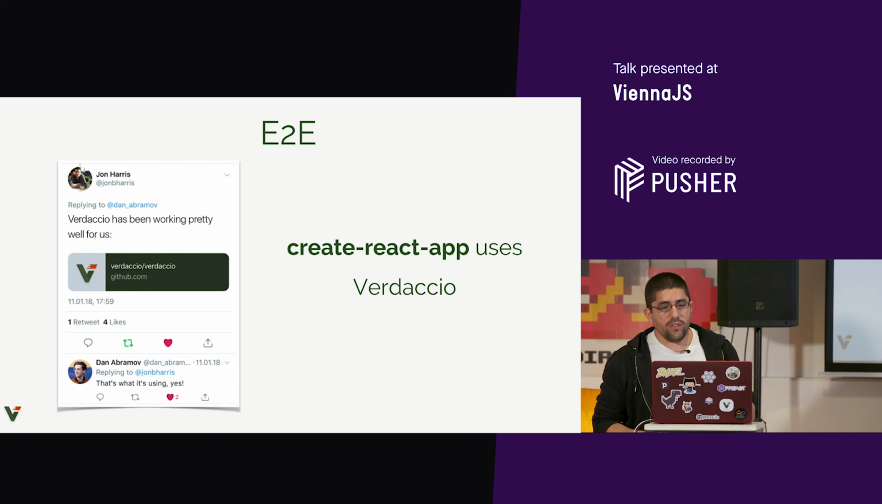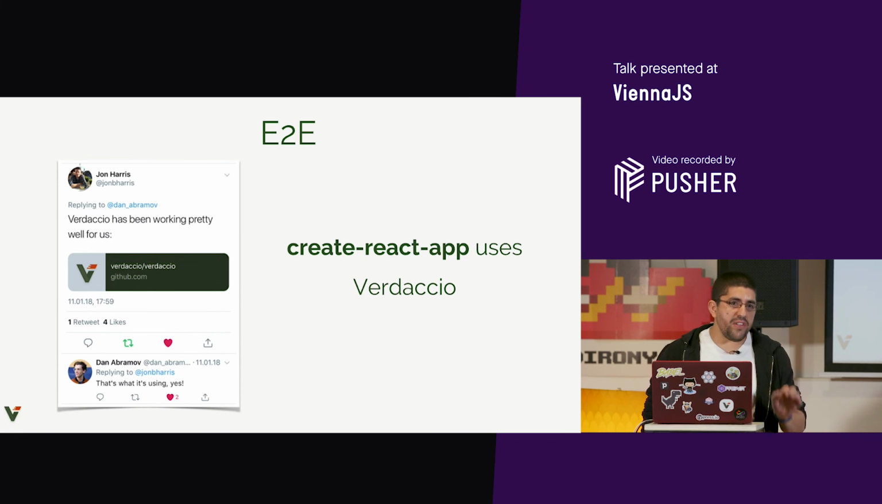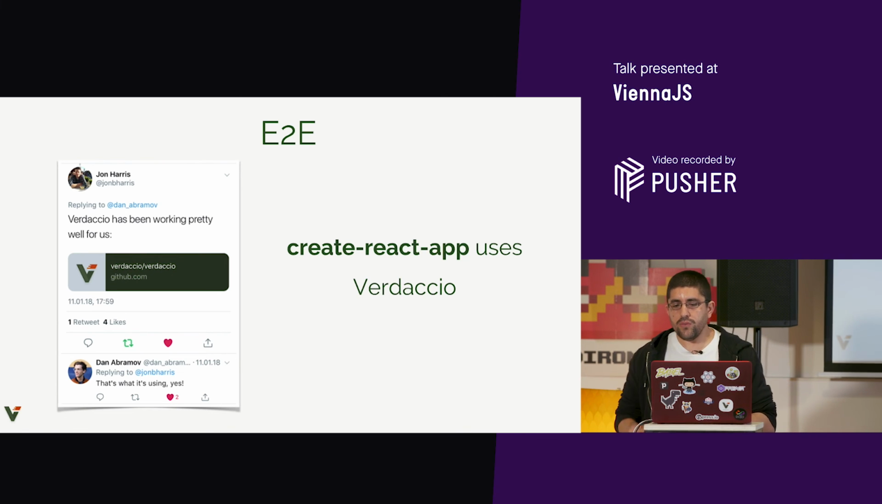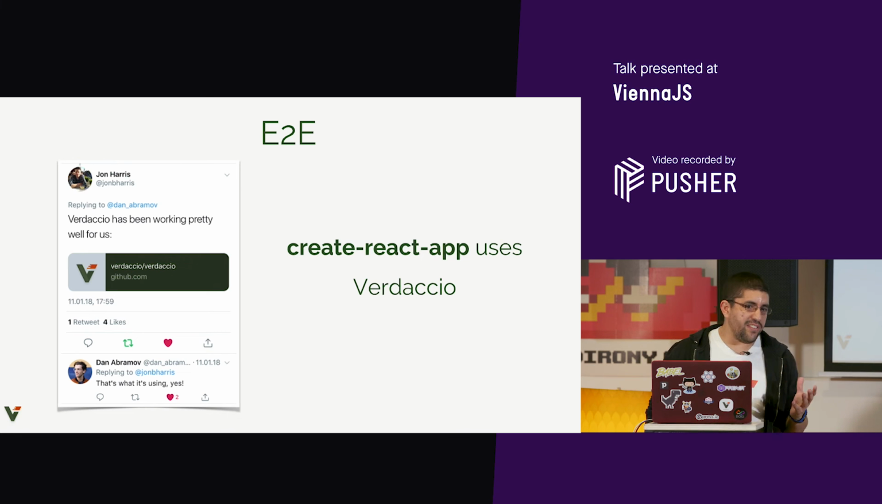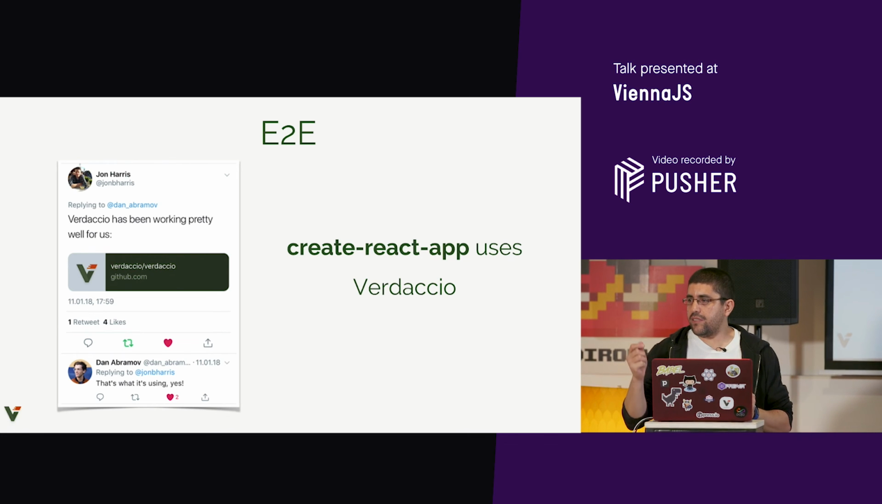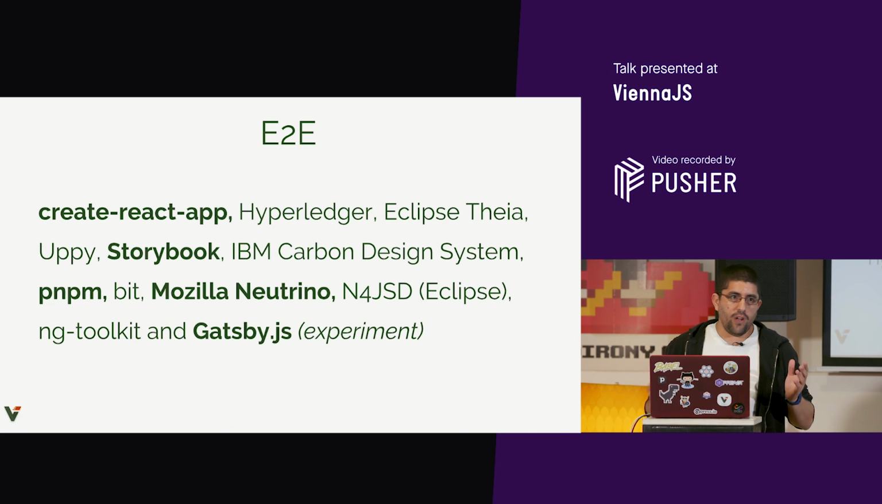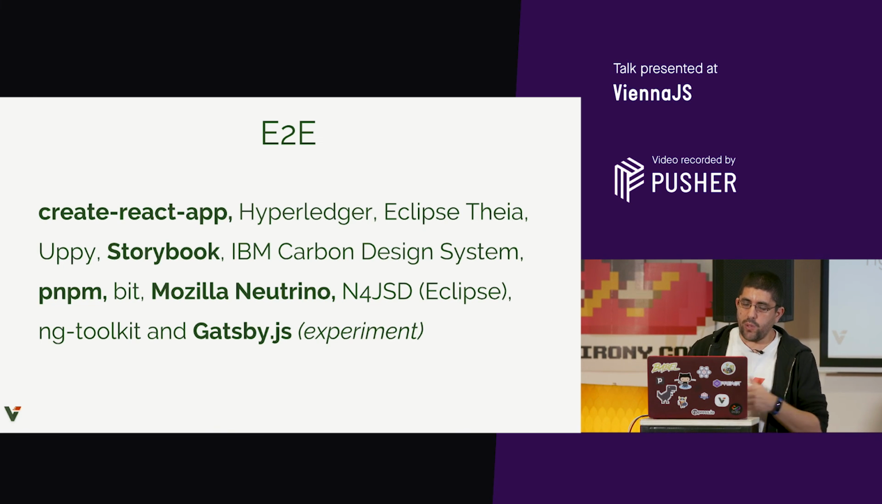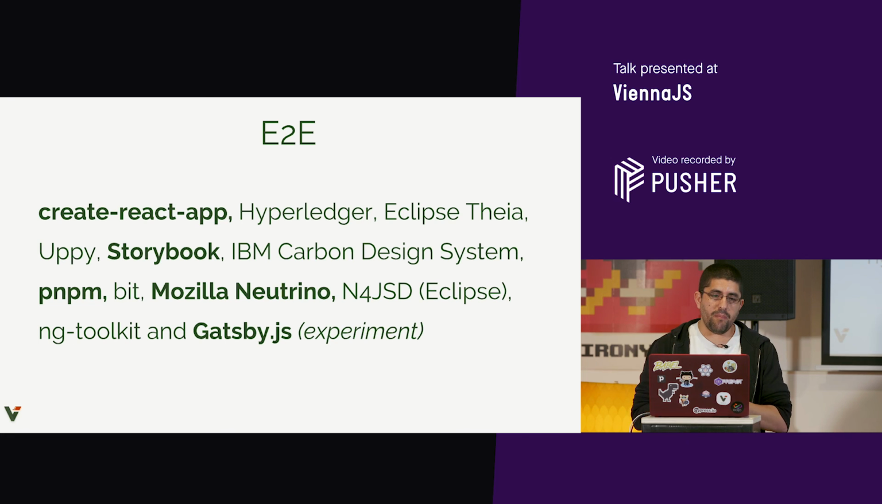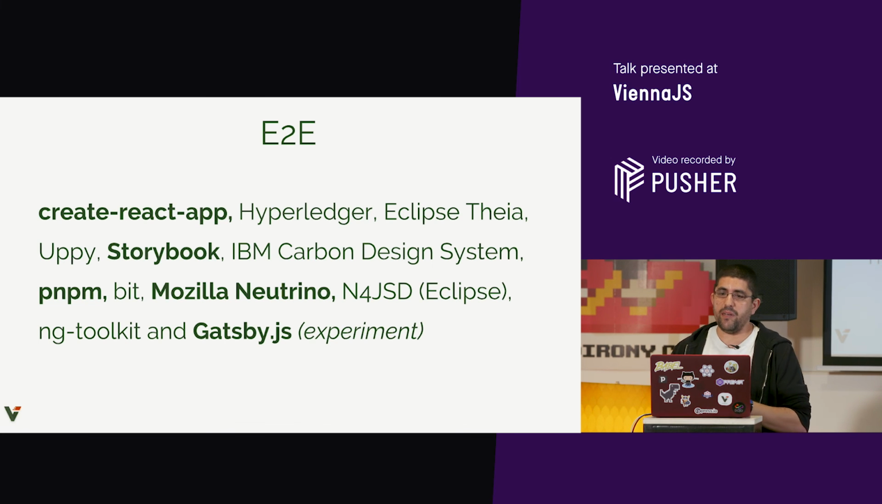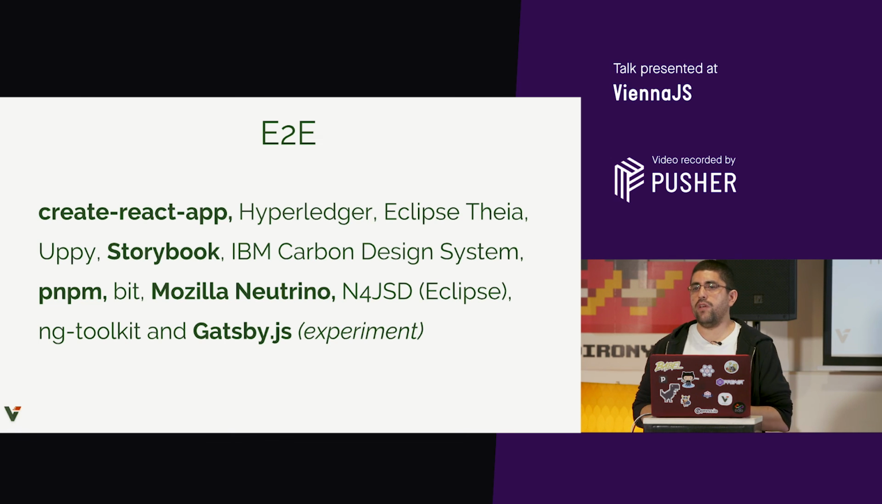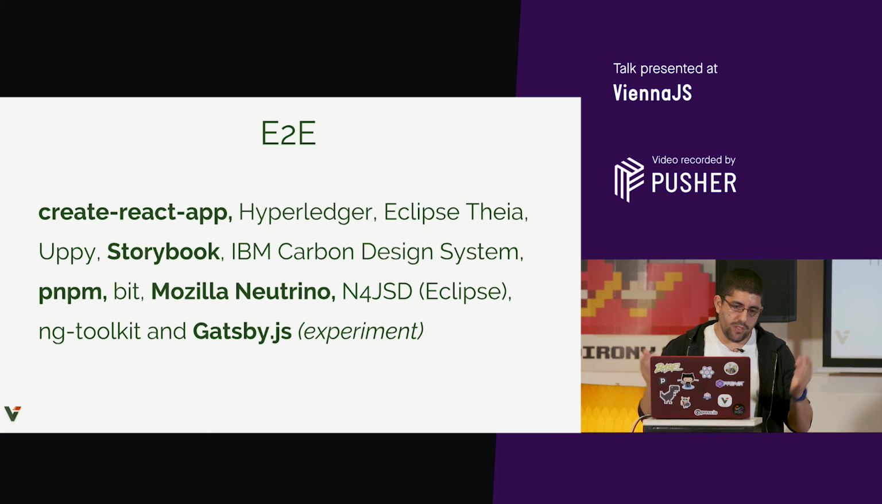They use Verdaccio to run end-to-end testing every time someone does a pull request, ensuring the release process will be smooth and nobody introduces anything that makes it fail when a real release takes place. Also, there are a lot of other projects you might look into, like Storybook, PNPM, Mozilla Neutrino, Eclipse Theia, and even Capture.js. They were experimenting using Verdaccio, using the same approach. All of them use different patterns because they have different builds.